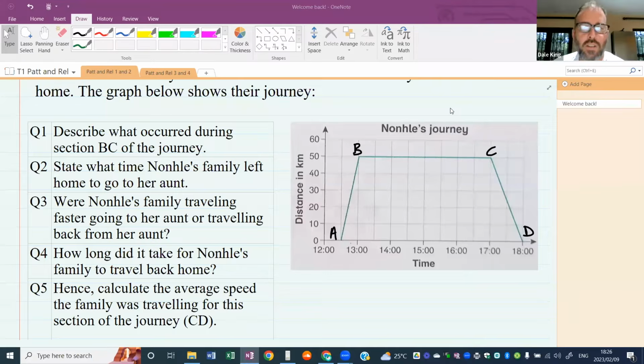Well done. All right, so that's the three parts of the journey explained. AB is going away from home to the aunt's house. At B, she gets to the aunt's house. And then from B to C, she's at the aunt's house. And then from C to D, she's traveling back. Well done, Pabalo. Good stuff. All right. Okay, now let's see what the questions say. Well, before we do that, though.